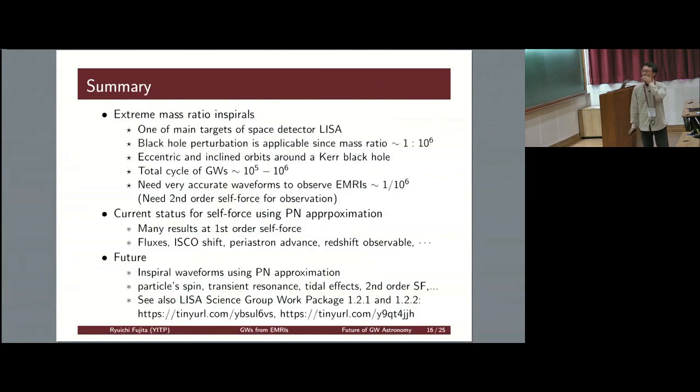So this is the summary. In the post-Newtonian approximation and black hole perturbation theory, we have many results for the first order self-force, for example flux, ISCO shift, and the redshift observable, which I didn't explain. Then future work may be the inspiral waveform accounting for the radiation reaction or self-force correction by using the post-Newtonian approximation. So these are also future works.